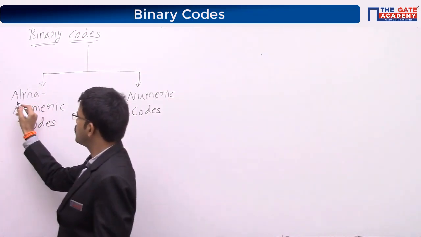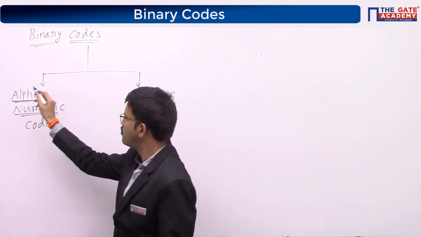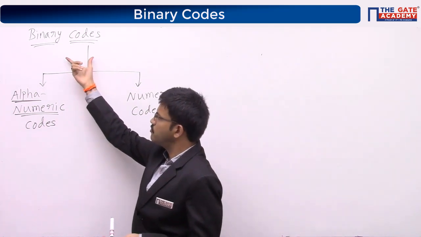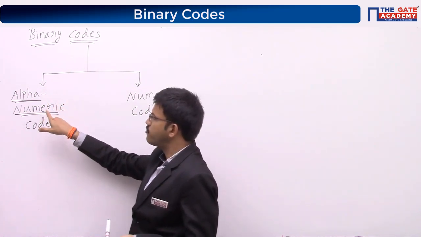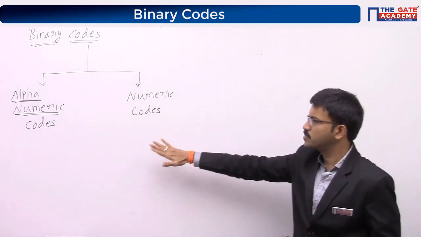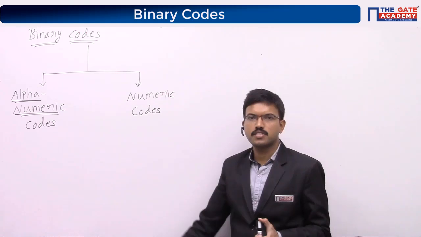See here, if you observe, you are having two wordings. One is alpha, another one is numeric. That means this particular code we will use for representing both alphabets and numbers. Okay, you can write down. Just leave some space for the classification, and write down after leaving some space.